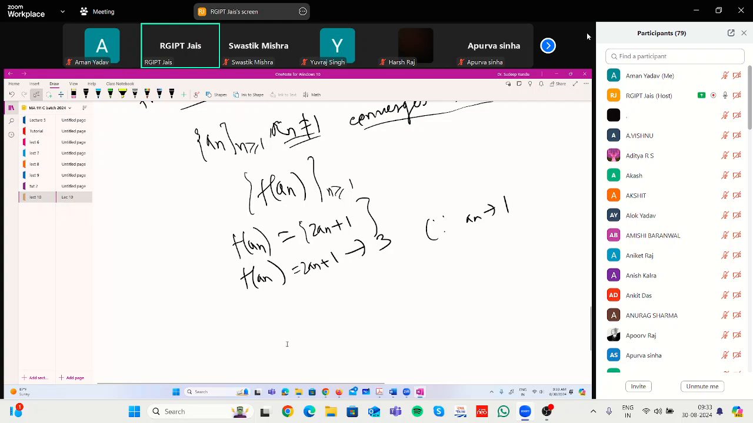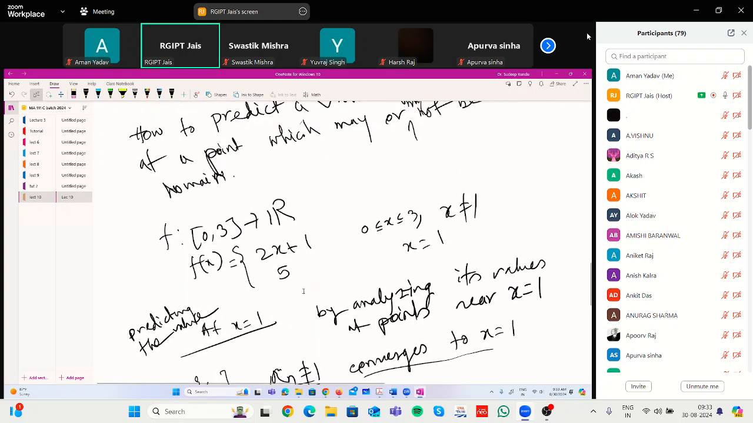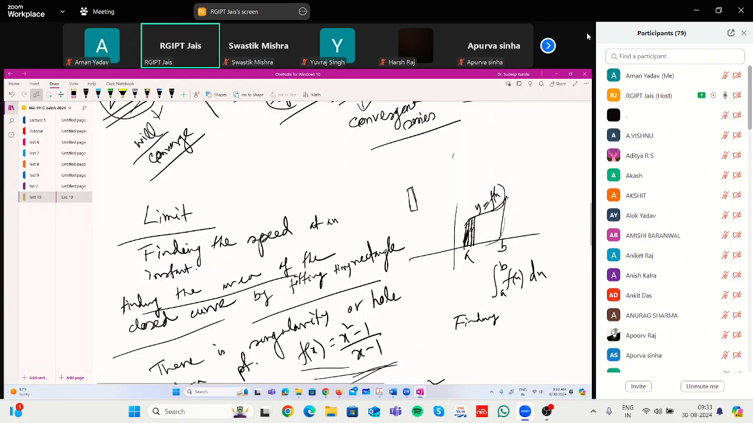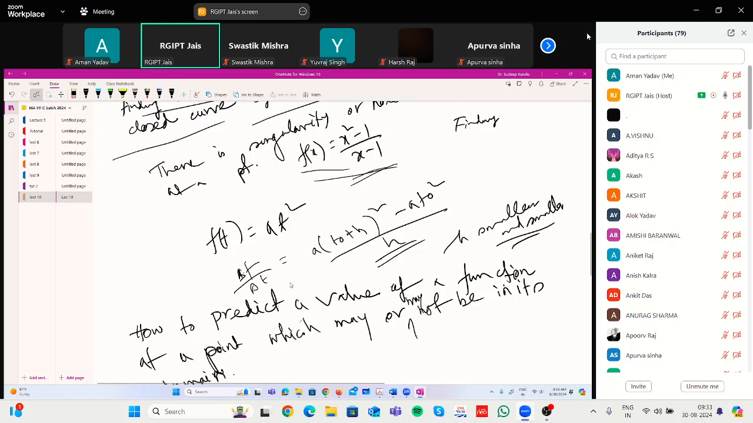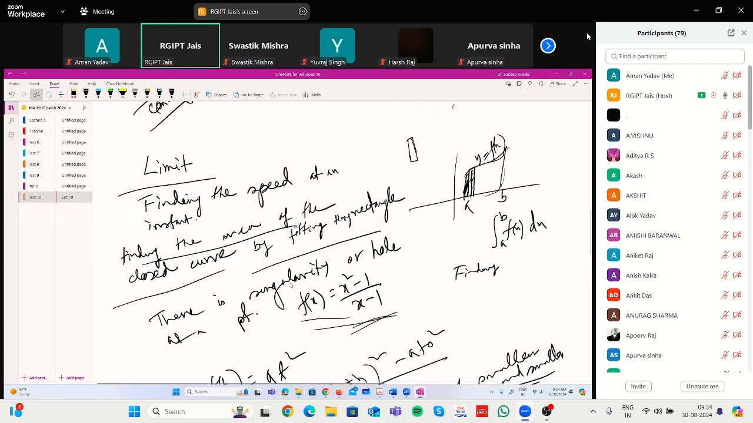Till now it is clear or not? So why you need this? Finding the speed of instant you have seen here, right? Because you cannot take here h as 0, right? So you have to take smaller and smaller and you have to check what is happening. Similarly, here also when you find the area of any kind of curve, what you used to do? You used to divide it into small tiny rectangles, and then you have to take the number of rectangles to infinity and see what is happening.